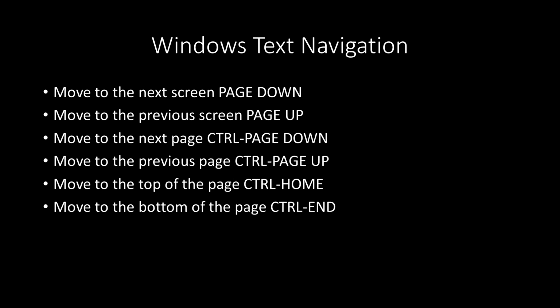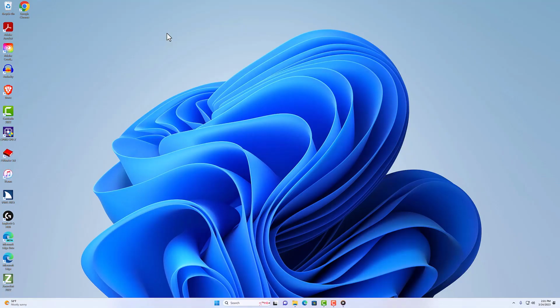Move to the next screen, page down. Move to the previous screen, page up. Move to the next page, Control page down. Move to the previous page, Control page up. Move to the top of the page, Control home. And move to the bottom of the page, Control end. Using these Windows keyboard commands, you can navigate text in any Windows edit field and on the Internet.